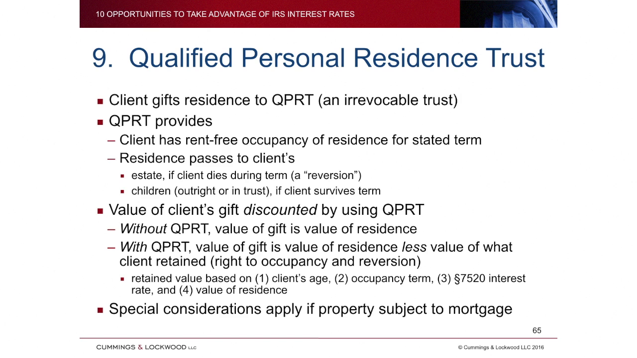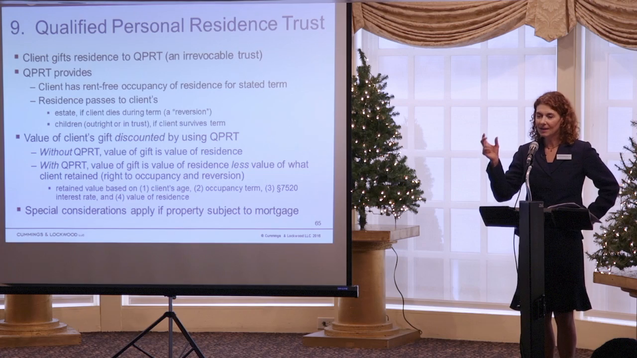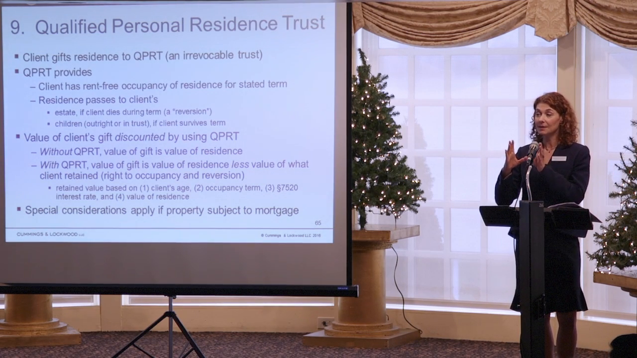A qualified personal residence trust, so what that is, is that you or your client transfers a residence, either their primary residence or a vacation home, to a trust and retains the right to use it for a period of time. And depending on their age and the term selected and the interest rates, they can get a discount on the value of the gift of the house, because you're only calculating the value of the gift less the retained interest on the part of the client. Because interest rates are so low right now, you don't get as much bang for your buck in terms of that discount. But this technique is still viable.